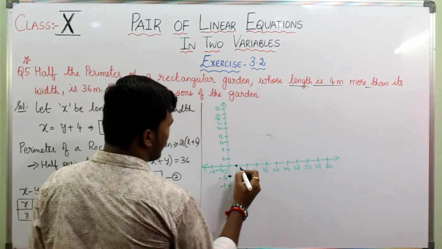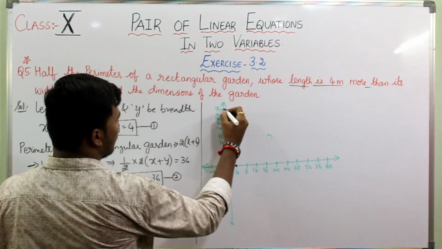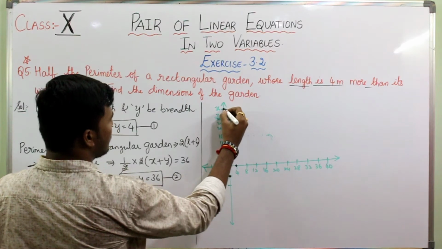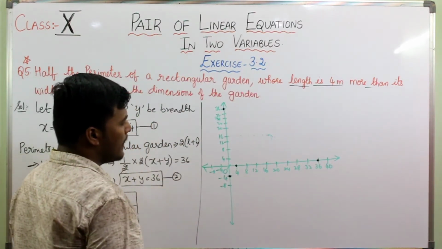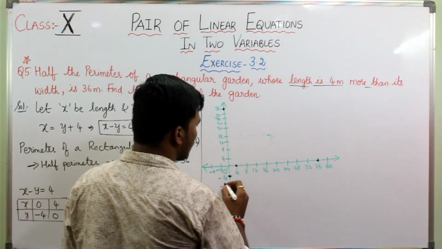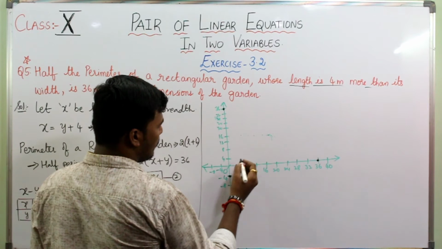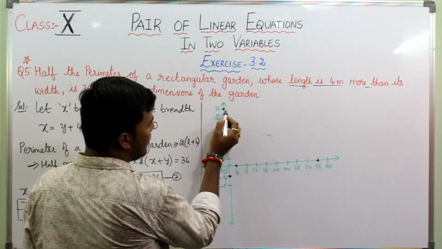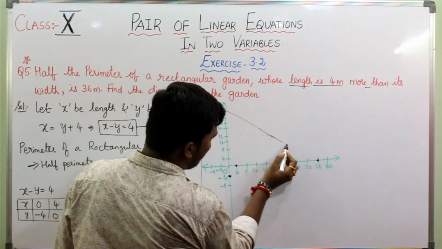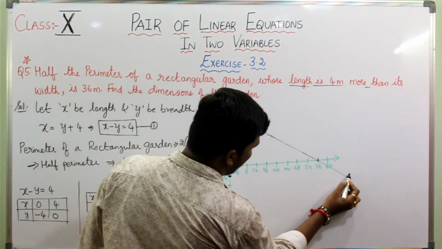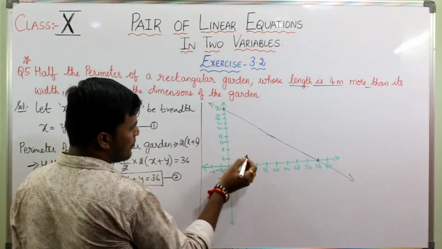So this is the first point. And next one, 0 on the x-axis, 36 on the y-axis, and 36, 0, the point will be lying on the x-axis. So now we have to plot a graph for these two. Just join a straight line. This is the first equation. Now the second equation.